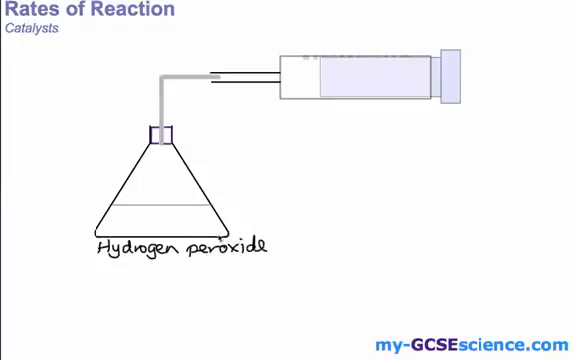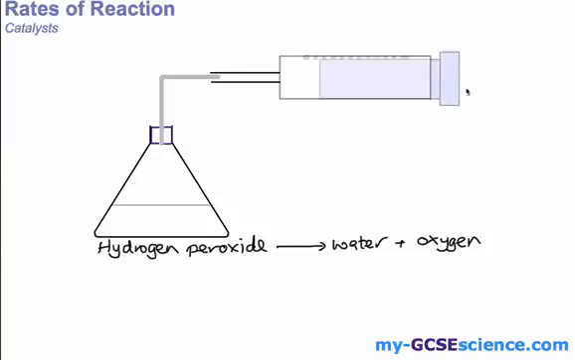And if you were to leave this hydrogen peroxide in this flask that's connected to a gas syringe, it would slowly break down into water and oxygen. Now, this would actually take quite a long time, and you'd be sitting there for ages and ages while you were waiting for this gas syringe to fill up with oxygen. So it would go very, very slowly over a long period of time.